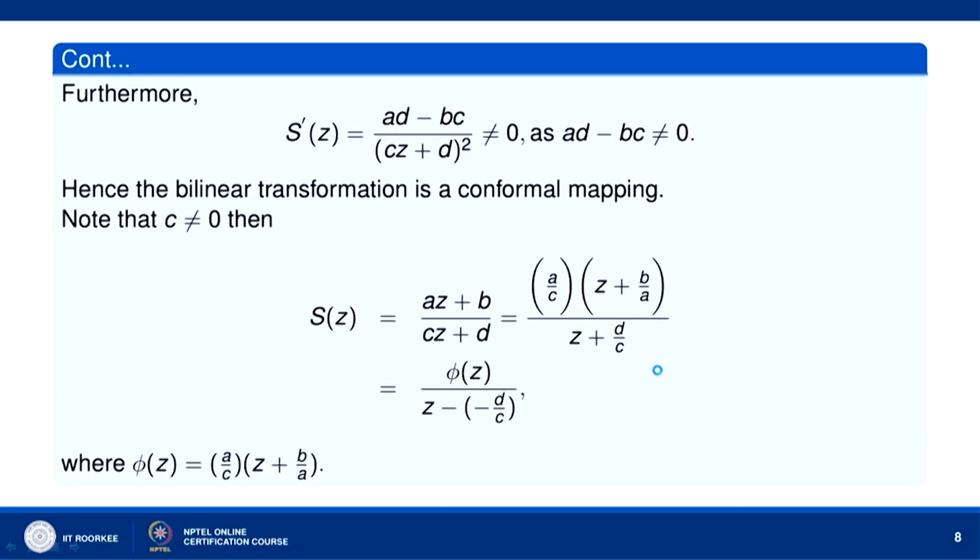Now, as I said earlier, S'(z) is equal to (Ad − Bc) divided by (Cz + D) whole square. Okay. So, this is not 0 because Ad − Bc is not 0, and since the derivative of S(z) is non-zero over all points z in the domain of S, therefore, the bilinear transformation defined by S(z) is a conformal mapping.